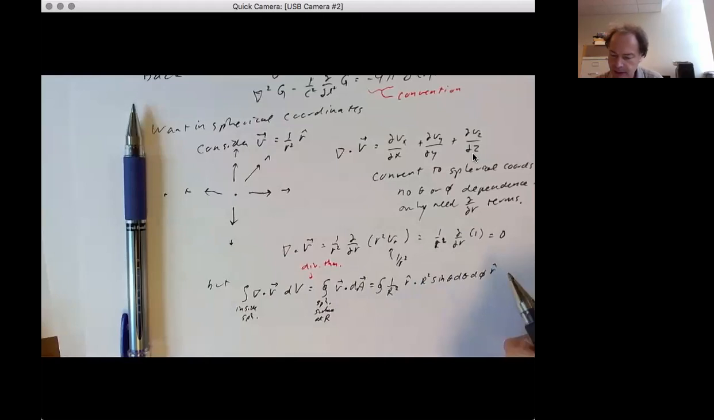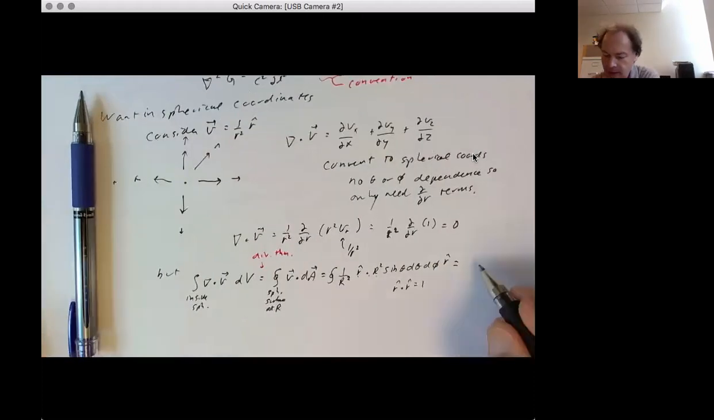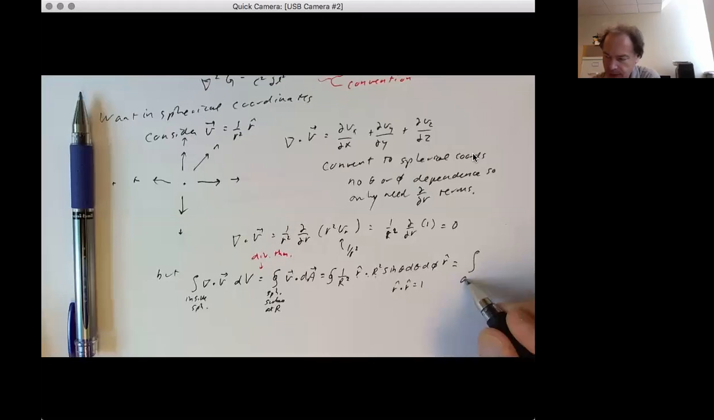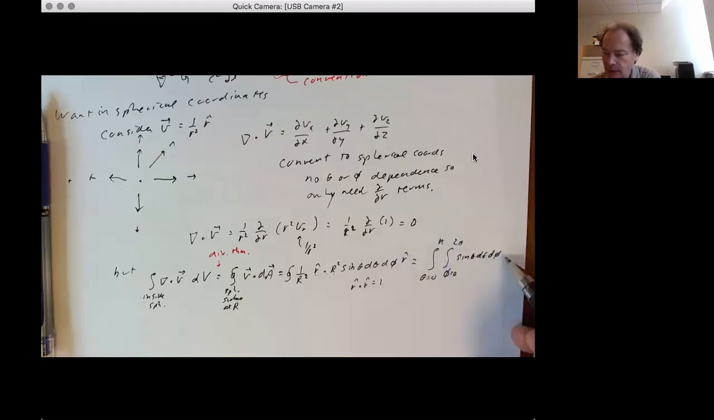And if you look closely at this, there's an r hat that goes with the volume element. There's an r hat over here. R hat dot r hat is equal to 1. And so this is equal to the integral theta equals 0 to pi, phi equals 0 to 2 pi of sine theta d theta d phi, and that happens to be equal to 4 pi.